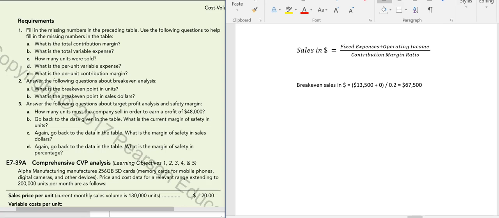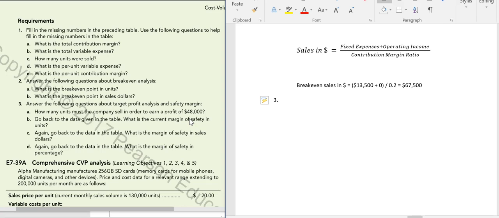That means if the company's sales is 67,500, the company will start making profit at that point, right? Now we will do one thing, that's target profit. How many units must the company sell in order to earn a profit of $48,000?